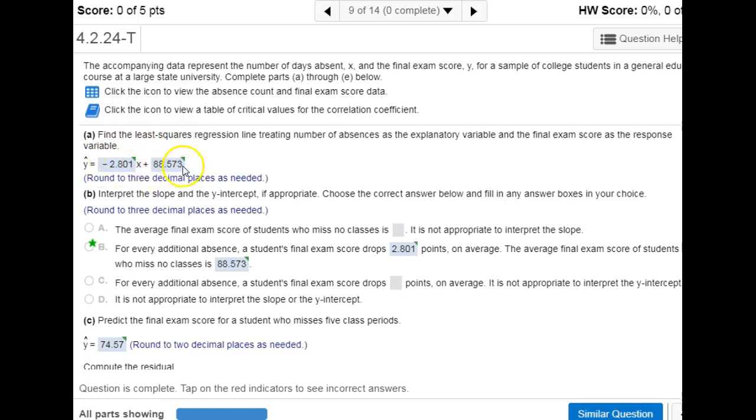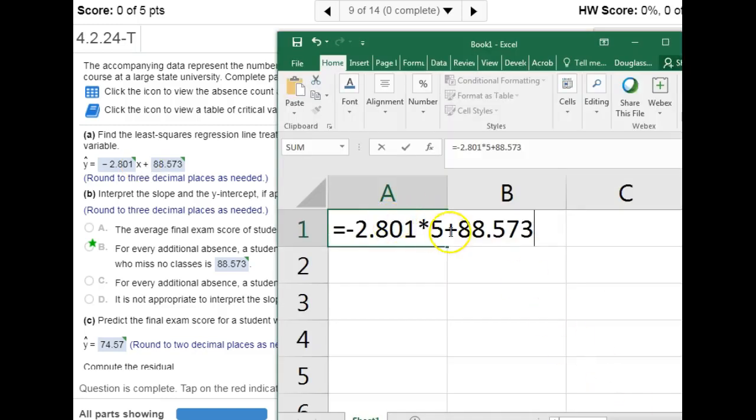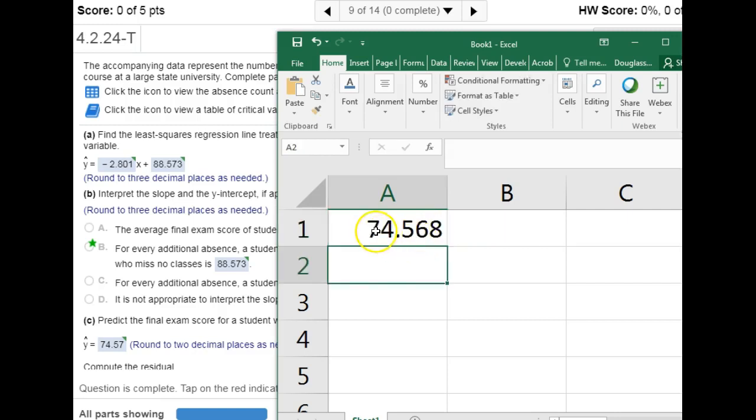We use least squares regression lines to make predictions, and that's what we're doing in part C. We're going to use this line here to predict the final exam score for a student who misses 5 class periods. So you're going to want to plug a 5 in there for x. And when you compute it, you get the predicted score for someone who misses 5 class periods.